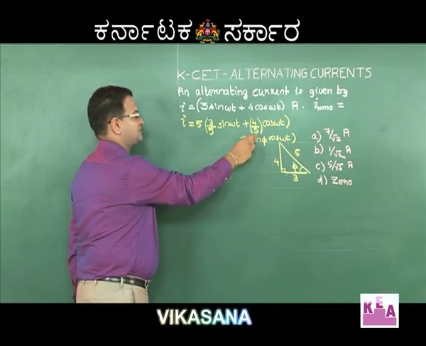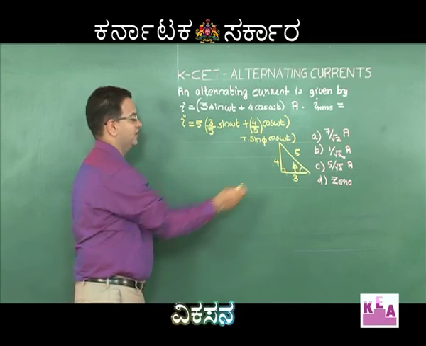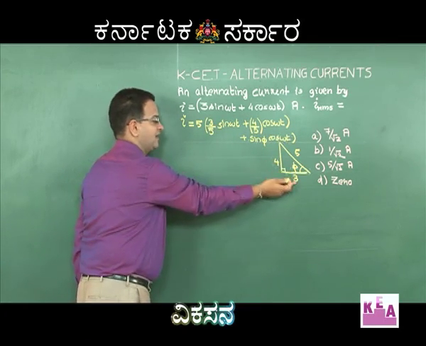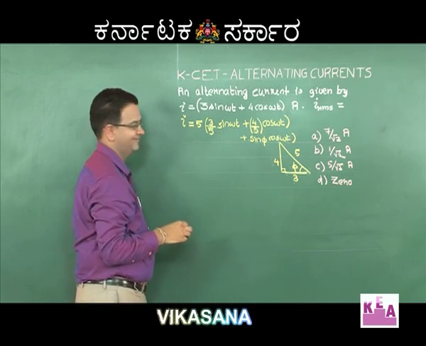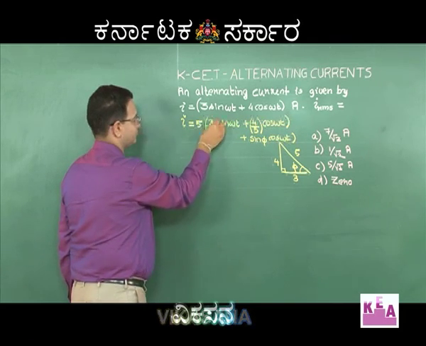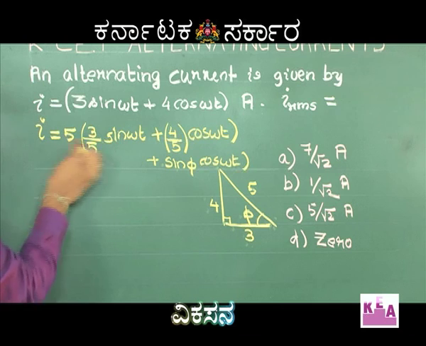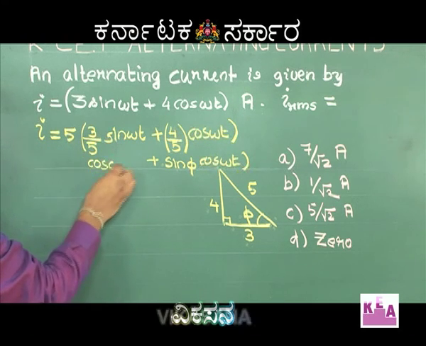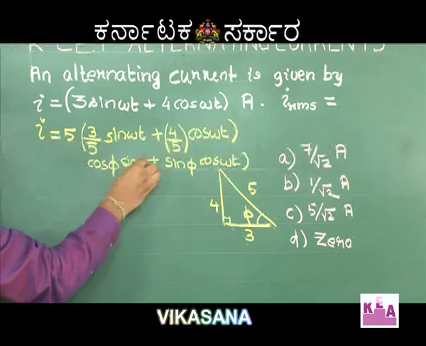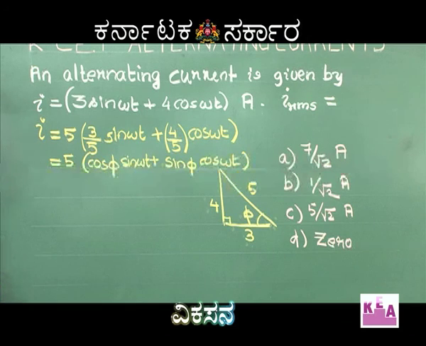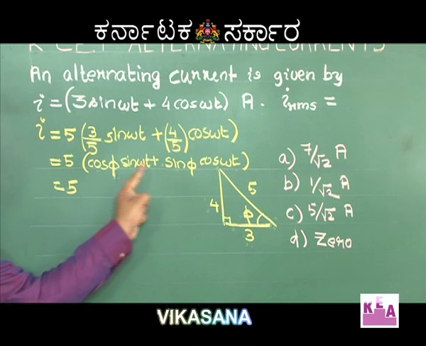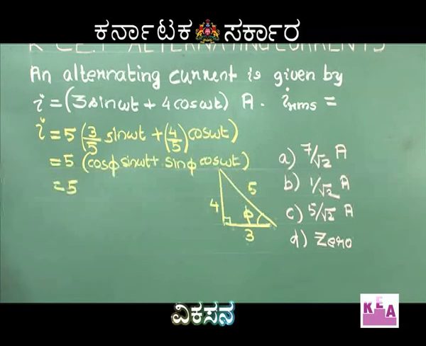Now, the moment we write sin phi as 4 by 5, then cos phi, if you observe this triangle, cos phi is adjacent by hypotenuse, which is 3 by 5. Therefore, 3 by 5 becomes cos phi for us. So therefore, here 3 by 5 can be written as cos phi into sin omega t. Now the moment we do this, it takes a form sin omega t cos phi plus cos omega t sin phi. This is a known identity for us in trigonometry.